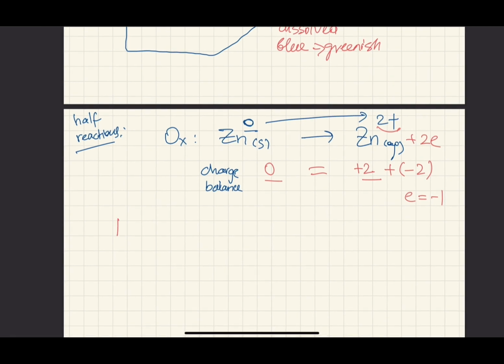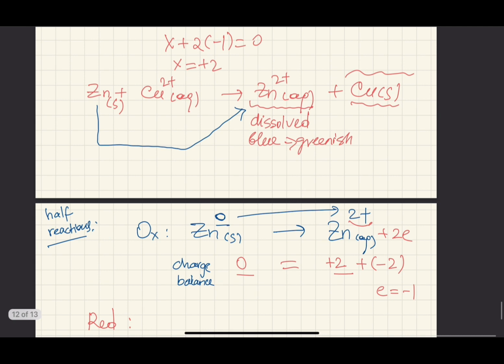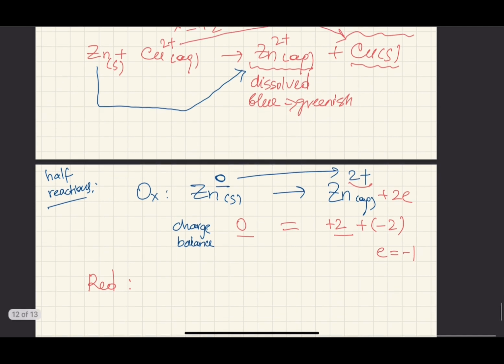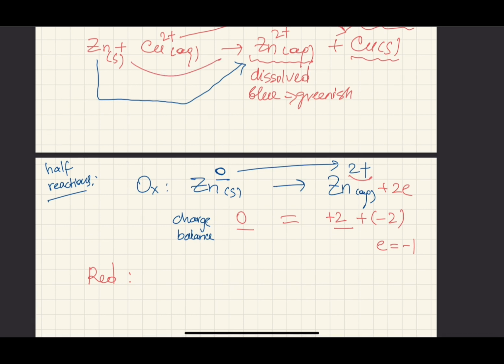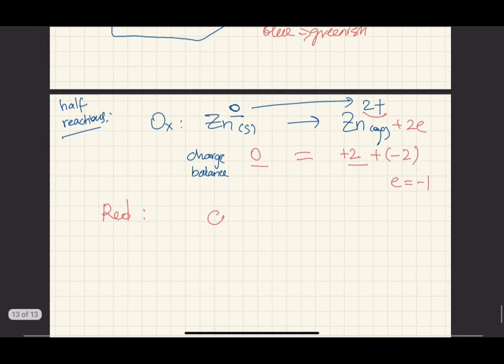Now we go into reduction. Let's see which one happened, reduction. Of course, the other one left is the copper. So copper went from plus 2 to 0. So copper plus 2 aqueous solution on the left side goes to copper 0 solid state, okay? So now let's do the charge balance.